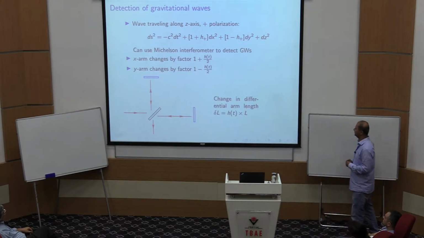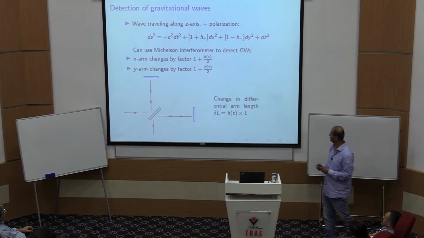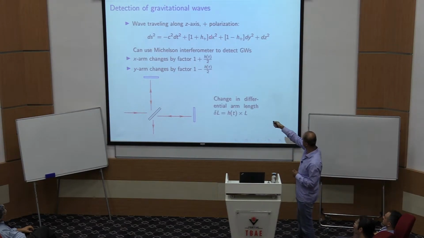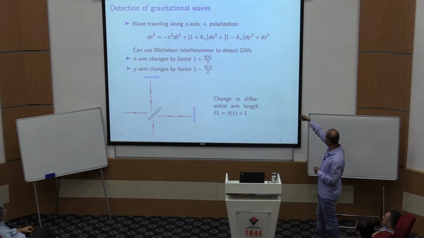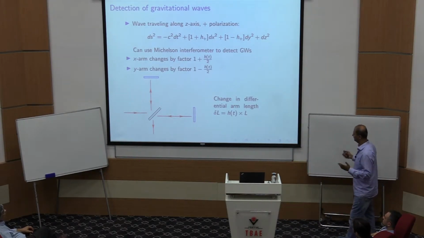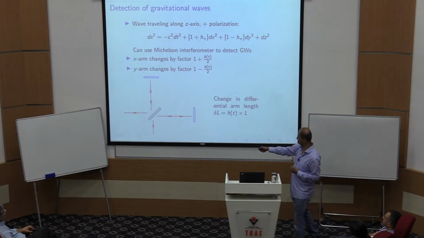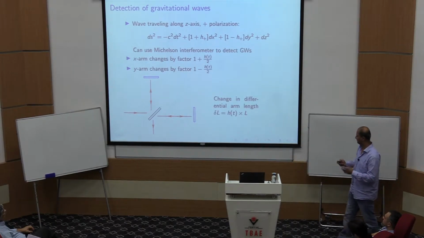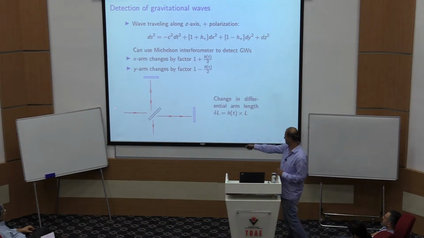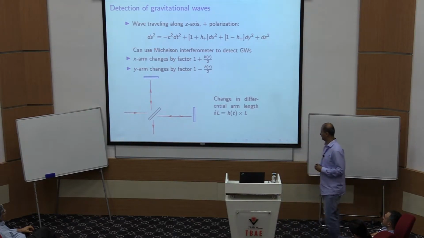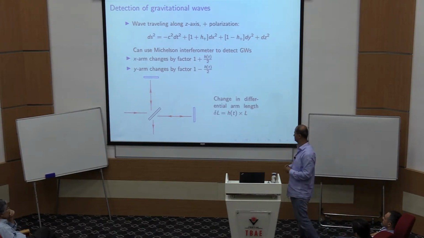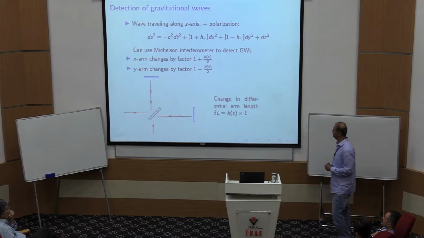And of course, from this, you can look at this, and you can say that if I compute the proper length in the x direction and the proper length in the y direction, the x direction is stretched, and this one is squeezed if h plus is positive. And then roughly what you want to measure is that in such a configuration, that you'll hear a lot about in lectures by Nergis tomorrow, you have an interferometer in which you have x and y arms, and you want the differential arm length in these two directions. And what you want to measure is the delta L, the change in differential arm length divided by L, so that is h of t.